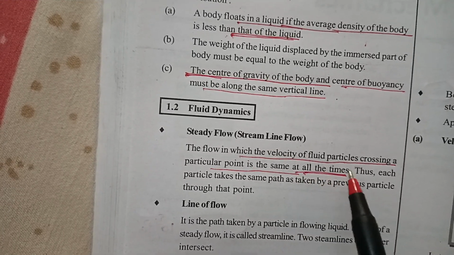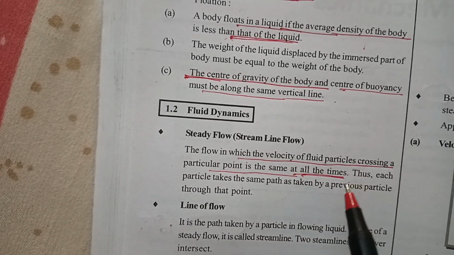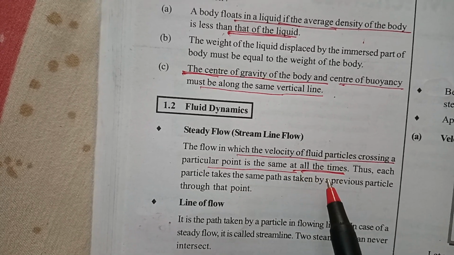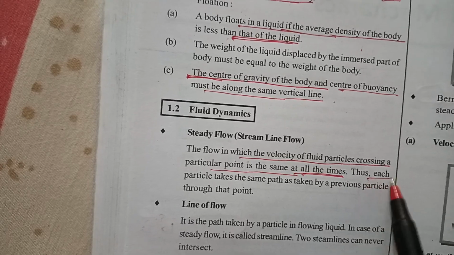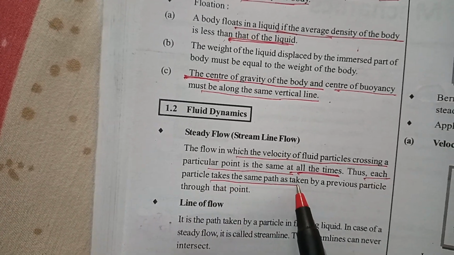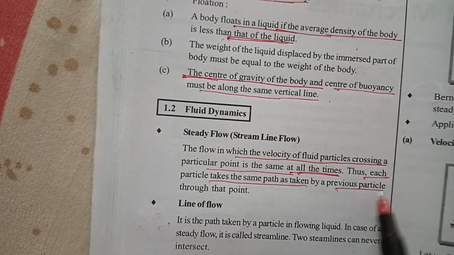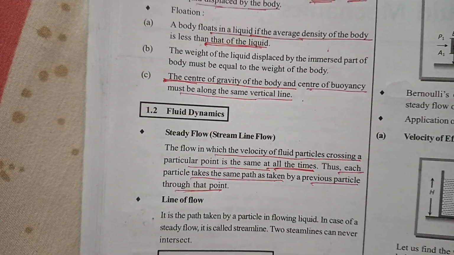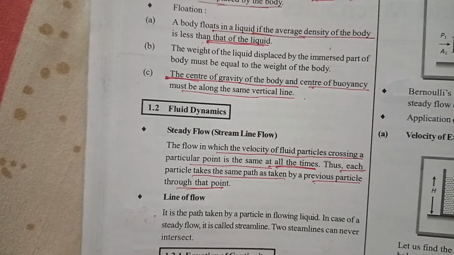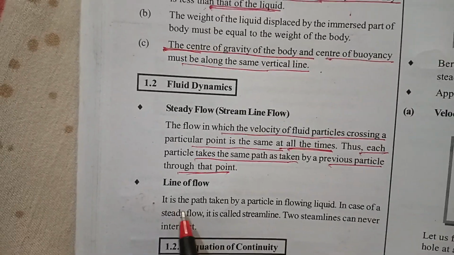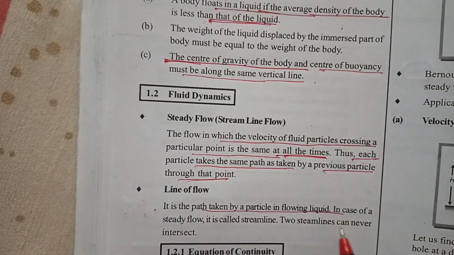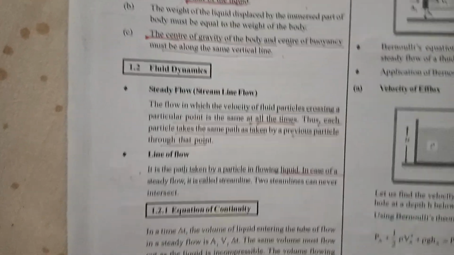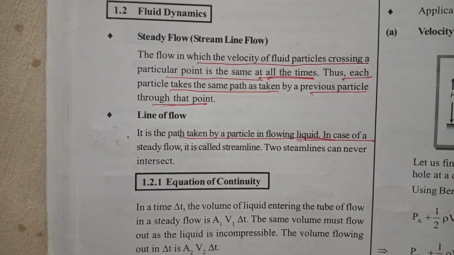Okay, velocity of fluid particles: अगर किसी पार्टिकुलर पॉइंट को क्रॉस कर रहे हैं और उनकी वेलोसिटी सेम रहती है, that each particle takes the same path taken by the previous particle through that point. ओके, तो ये एक स्टीडी फ्लो है. And line of flow, it is the path taken by the particle in flowing liquid. जो पार्टिकल जिस पाथ को अडॉप्ट करेंगे, that is line of flow.